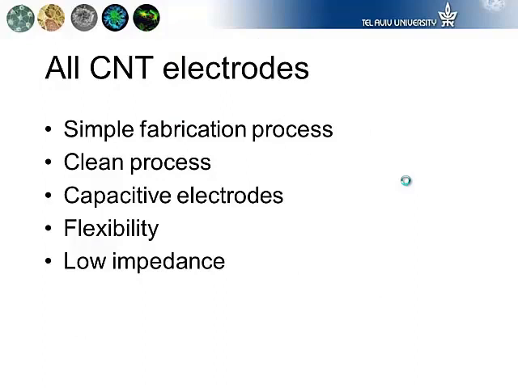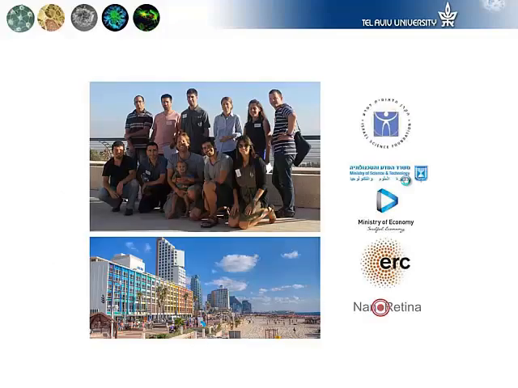So the carbon nanotube electrodes are not just simple to make. It's really the fact that it's all inclusive. The whole device is made entirely of carbon nanotubes. That means it's also a very clean process, so there are no chemical residues or other material that can cause degradation of the system. These are capacitive electrodes, flexible, and with low impedance. And these are, of course, some of the people that did the work.